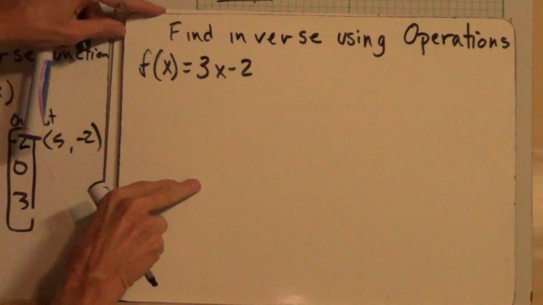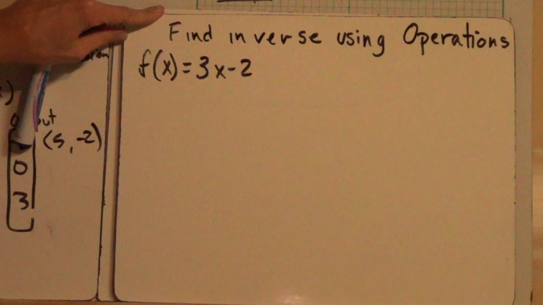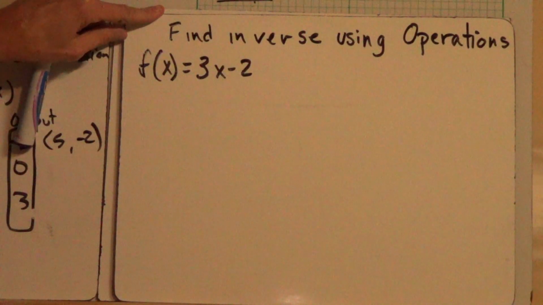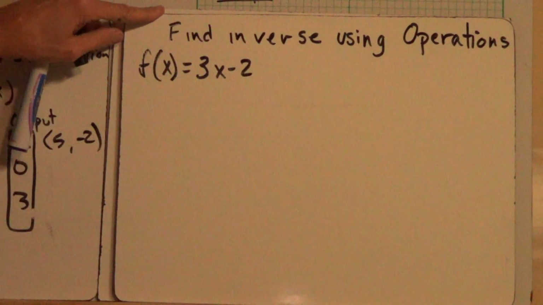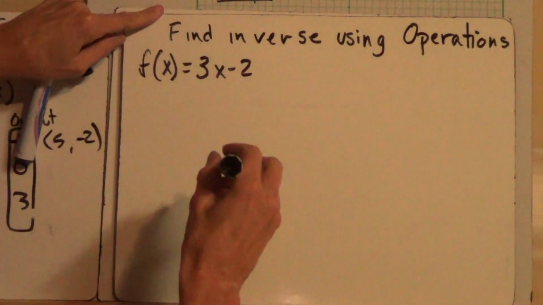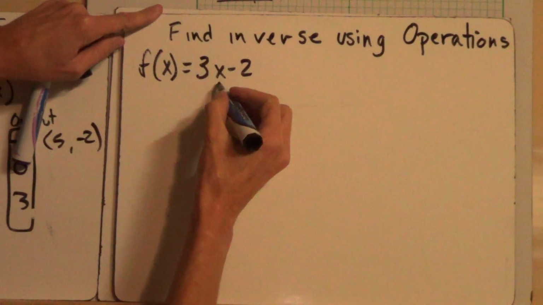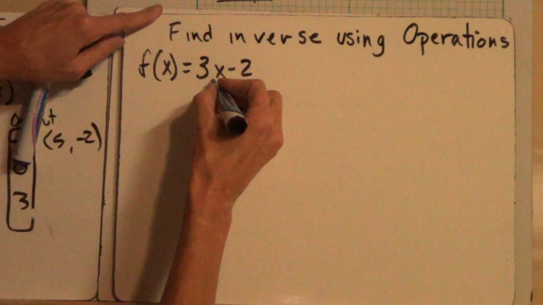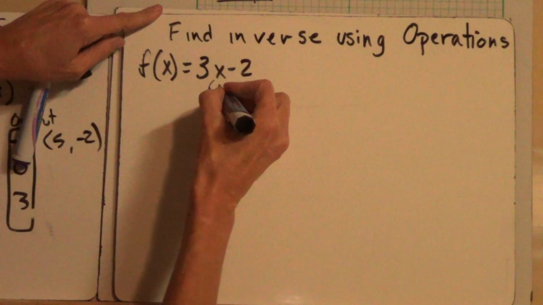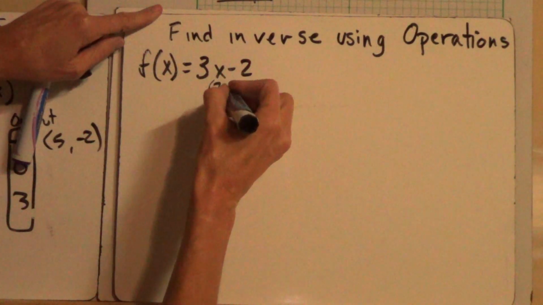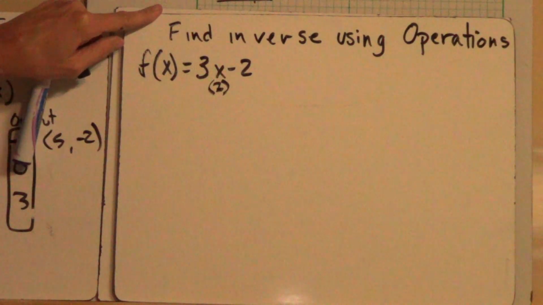Find the inverse using order of operations. Okay, here's how we do an inverse. This is how we get the equation to cause the domain and the range to flip around. Using order of operations, if I were to plug a number in here, what would I do first? If I plugged in, let's say, 1, or let's make it something nice, let's go with 2. Okay?